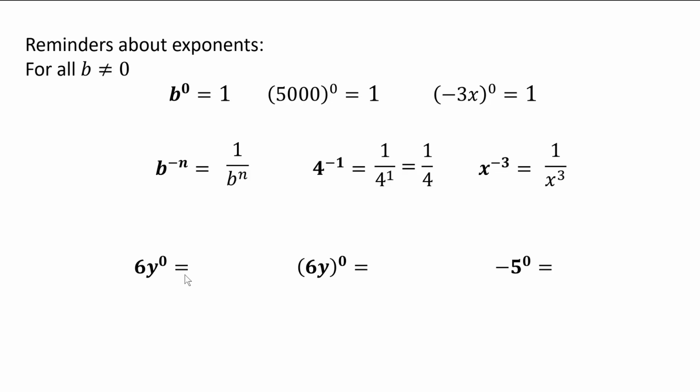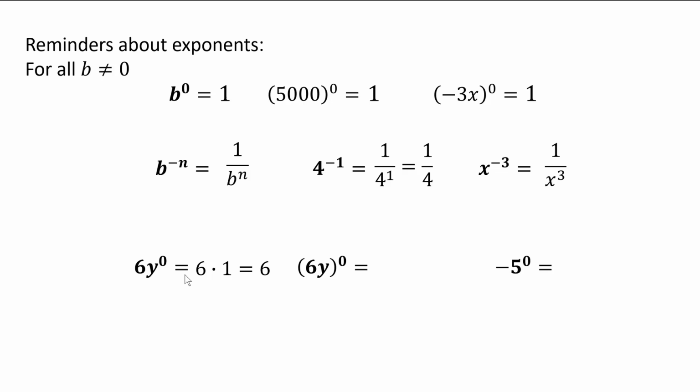So 6y to the 0, the first situation, is 6 times y to the 0. So 6 times 1 is 6. The second one, those parentheses are showing me that I want the whole thing raised to the 0 power.